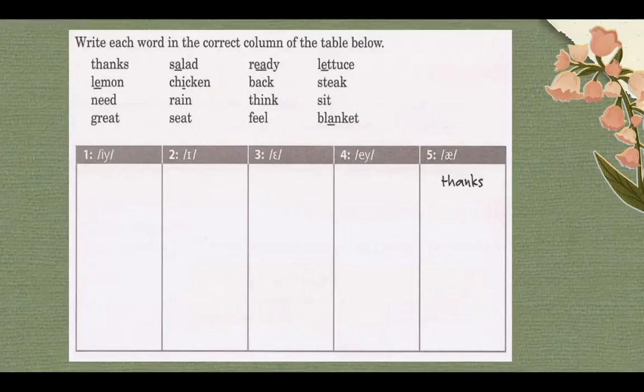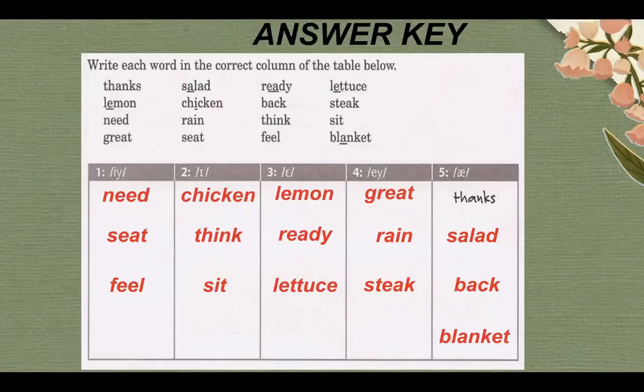Okay, so now let's check the answer. We already have the answer here. In the first column E, we have the words need, seed, feel. And number 2, we have the short vowel sound E. We have chicken, think, sit. And the third column we have A. So we have lemon, ready, lettuce.